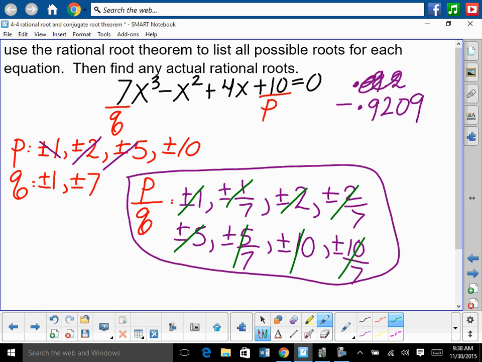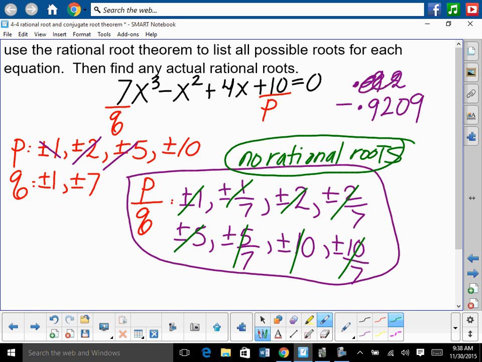Right? It wasn't any of these. So that must not be a rational number, meaning that it can't be written as a fraction. So our answer would be no rational roots. No rational roots in this one. Because if it was rational, it would be one of these possibilities. The rational root theorem ensures that.